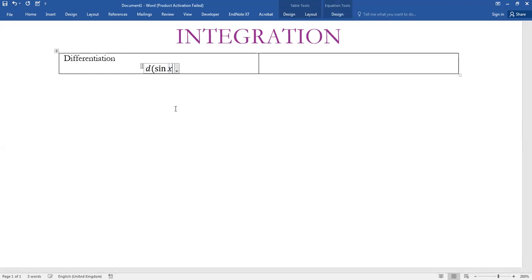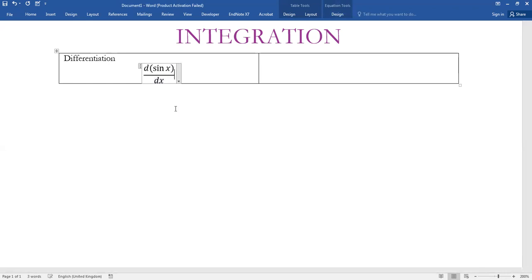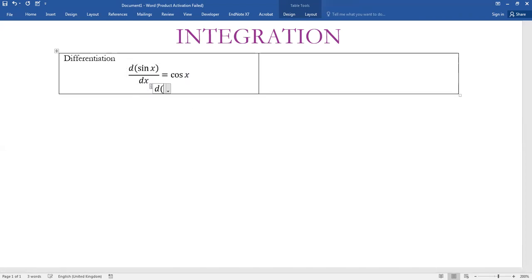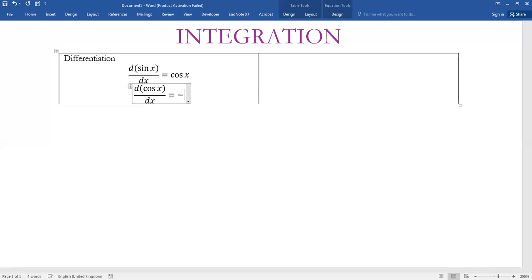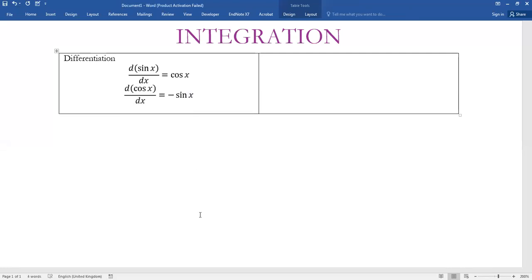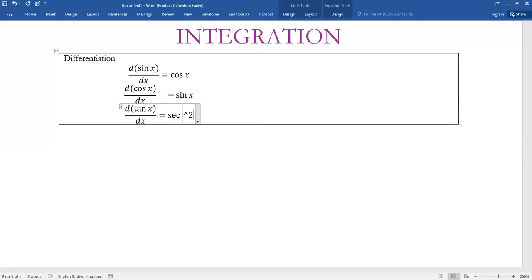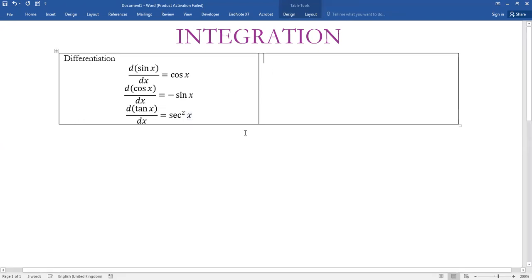What was the derivative of sin x? Cos x. Well done. And the derivative of cos x was? Negative sin x. Yes. And what about the derivative of tan x? That was sec square x. Is this right? Yes, sir. First, I'll discuss the first few ones and then I'll go on to integration.